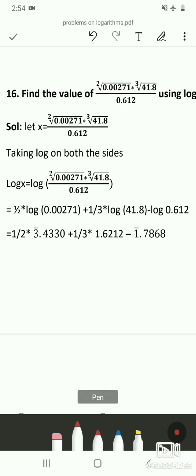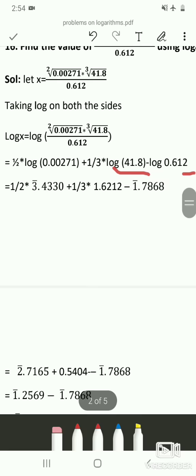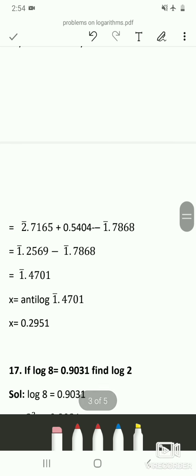And now find out the log value of 0.00271, that is, check for 27 under 1 in the logarithm table, and here for the characteristic part you can see this is less than unit, so the characteristic will be negative, and since there are two zeros, the value of the characteristic is -3. So similarly obtain the logarithm value of 41.8 and 0.612 and then simplify, which I have done.